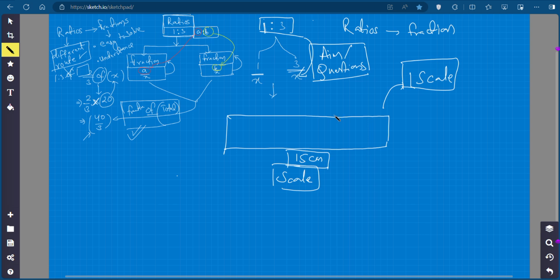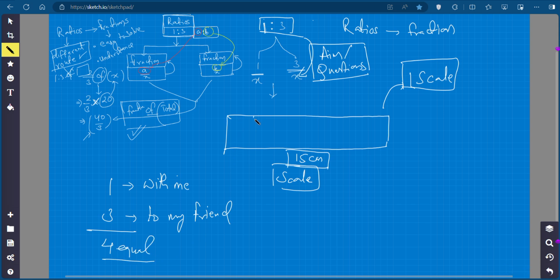So basically this person is saying, I'll divide this scale in such a way that I'll keep one part with me and I'll give three parts to my friend. So in total, how many parts will he have to break the scale into? Total 4. Correct, total 4 equal parts.